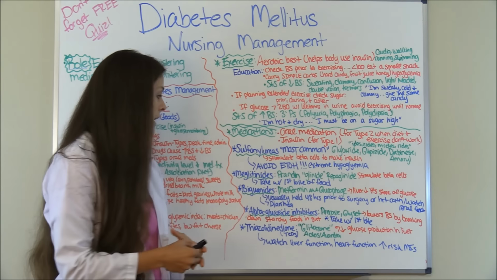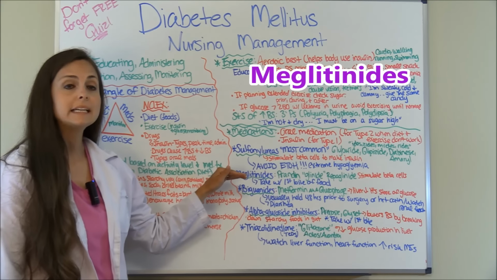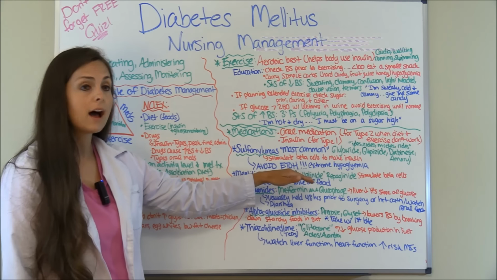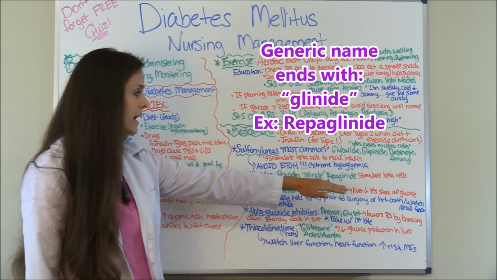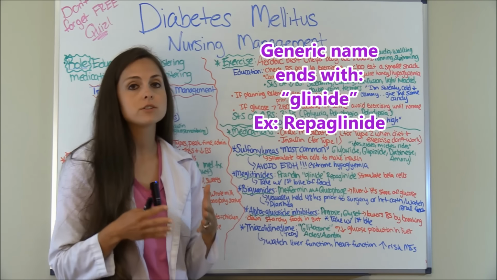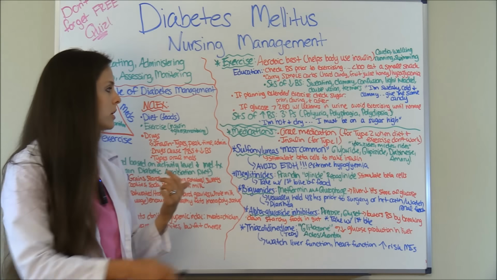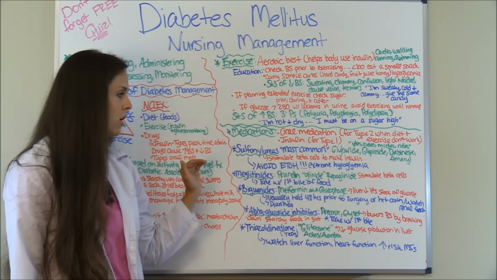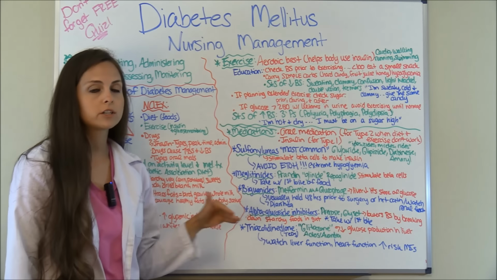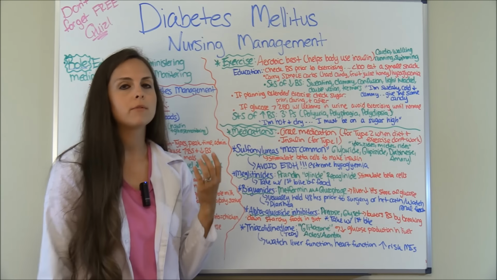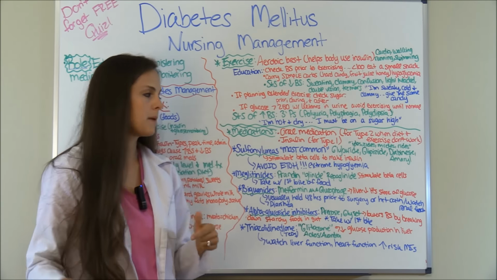Next drug category are the drugs known as the Meglitinides, and this is drugs that usually end in G-L-I-N-I-D-E, like repaglinide, and these stimulate the beta cells to produce insulin, sort of similar to your sulfonylureas. And these are usually taken with the first bite of food. So an education piece, whenever a patient's on these type of drugs, right before they eat their food, they need to take this medication.